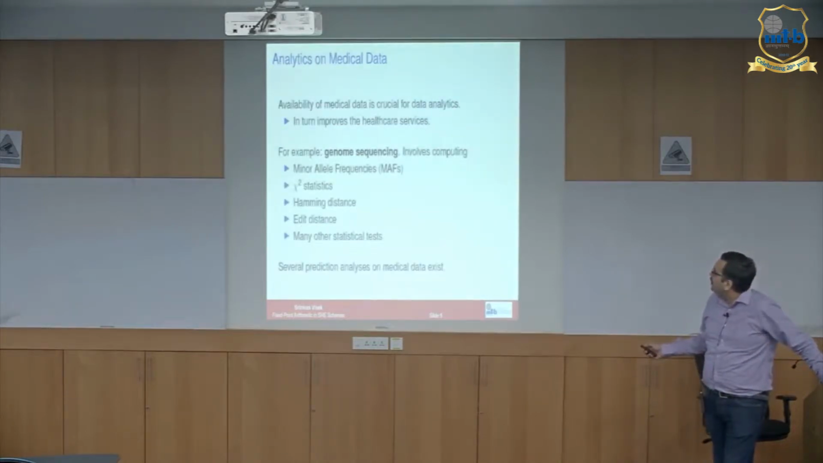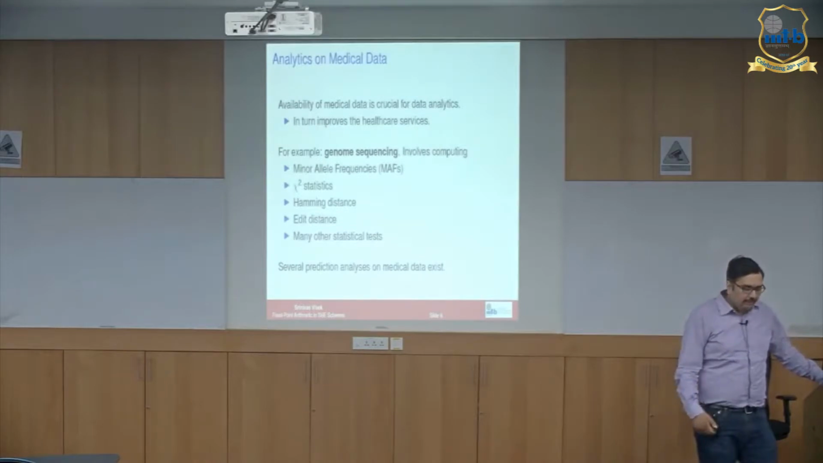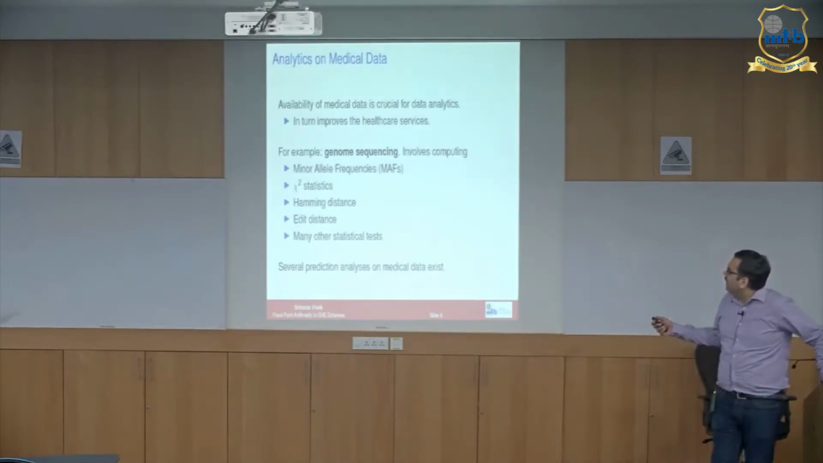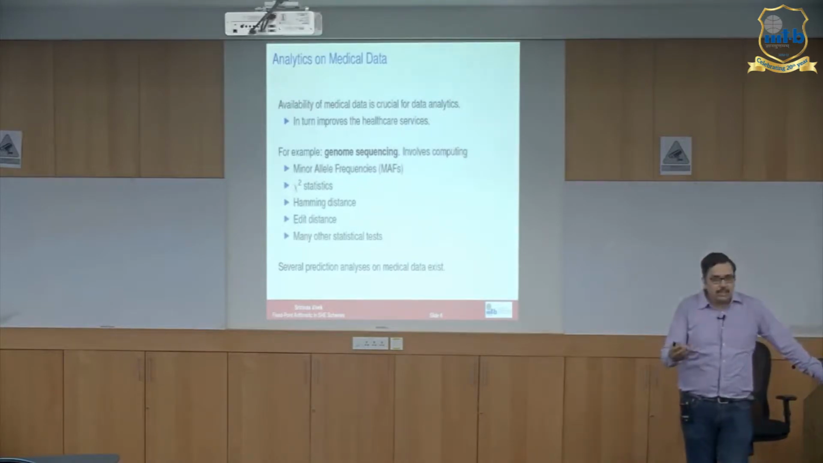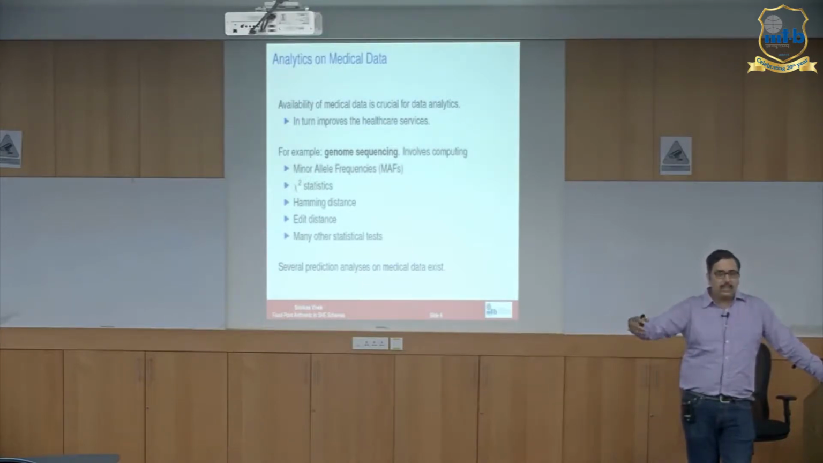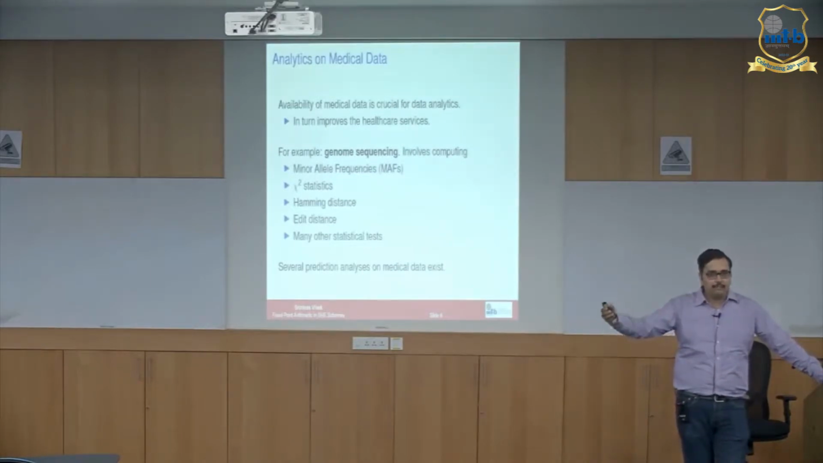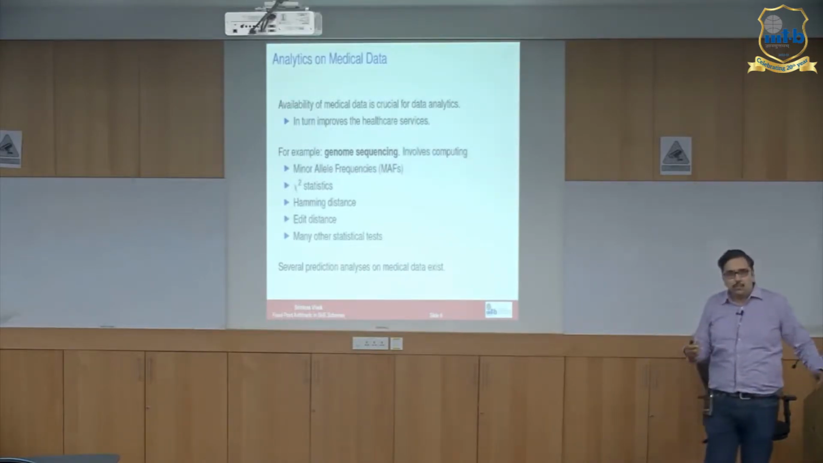And of course, if we take the same example of medical data, we need medical data to do some analysis, right? Any analytics on that medical data will in turn improve the health service. Okay, so we need the data of the patients so that we can improve their health service. But yet we should maintain the privacy. Okay, so these are two conflicting goals.